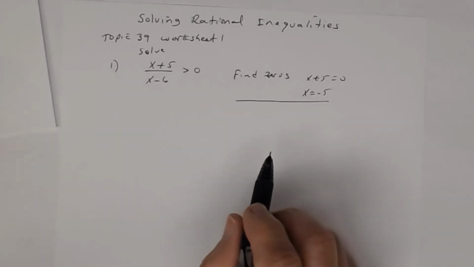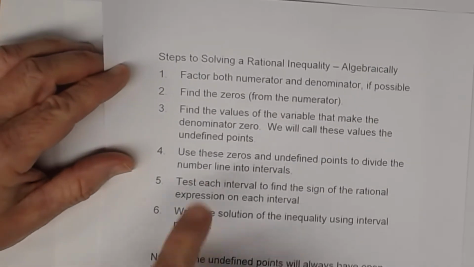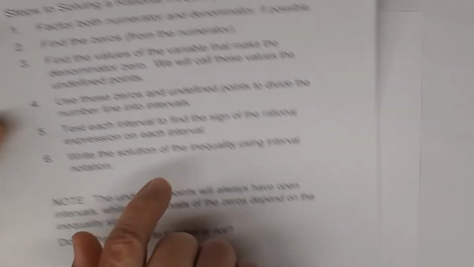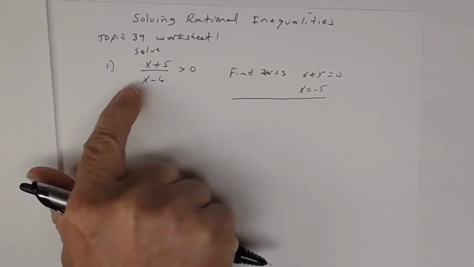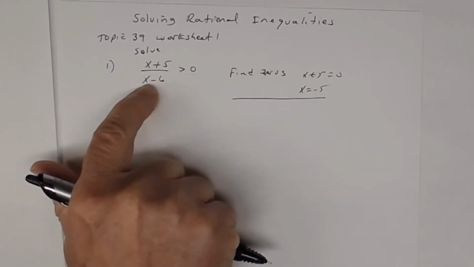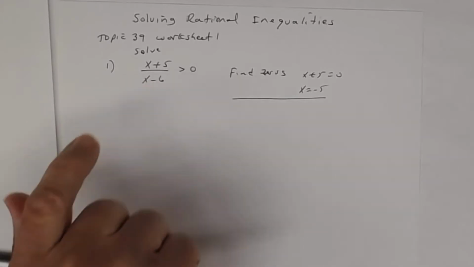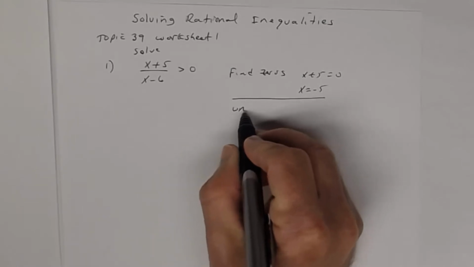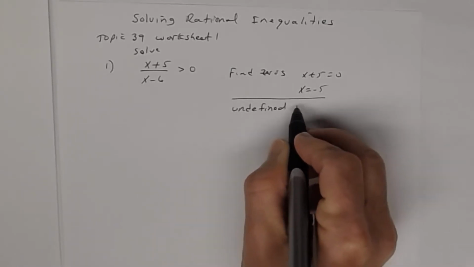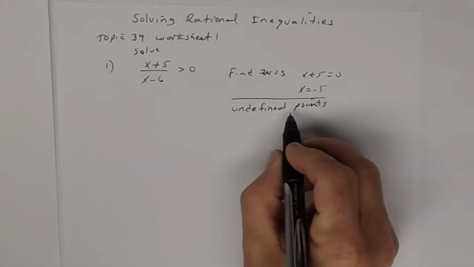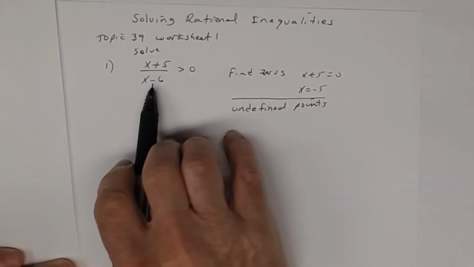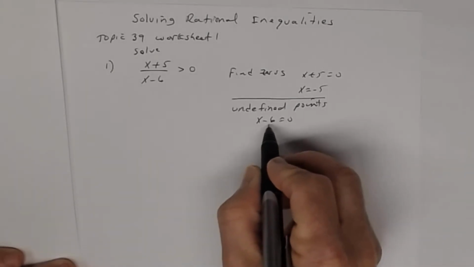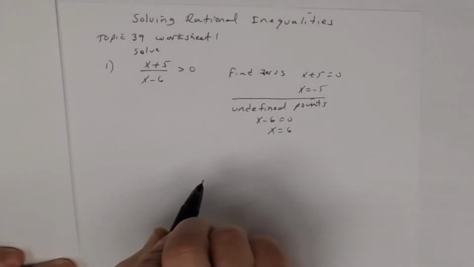Okay, and so the third step is you want to find the values of the variable that make the denominator 0. In other words, where is this rational expression undefined? Well, remember, a rational expression is undefined when the denominator is 0. So we're going to set the denominator equal to 0. What we're finding here are the undefined points. So you set the denominator equal to 0 and solve for x, and you get x equals 6. That is your undefined point.